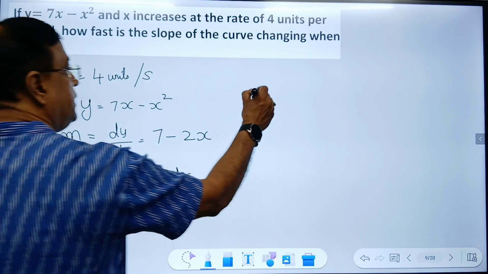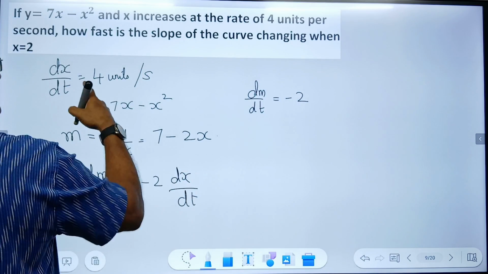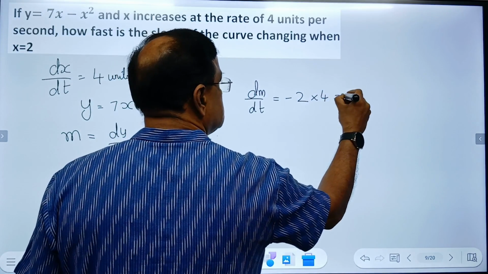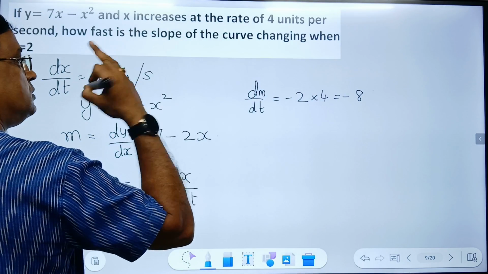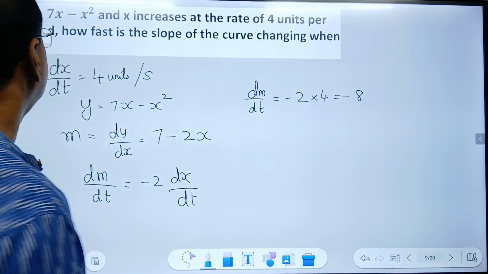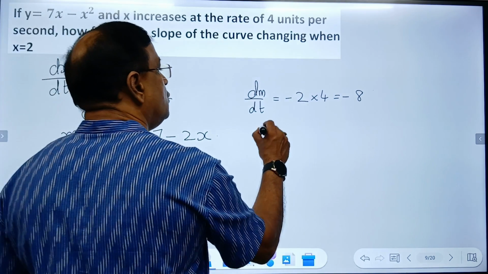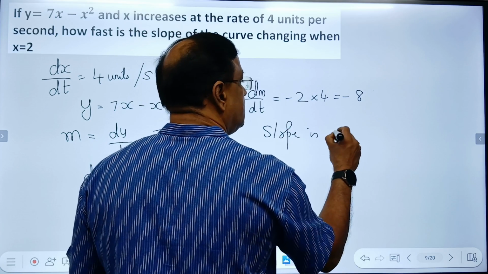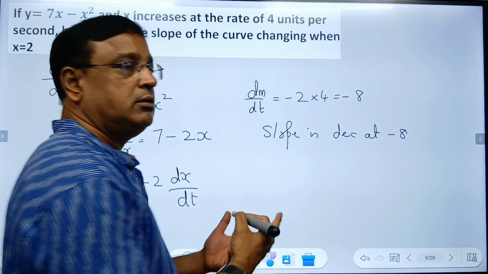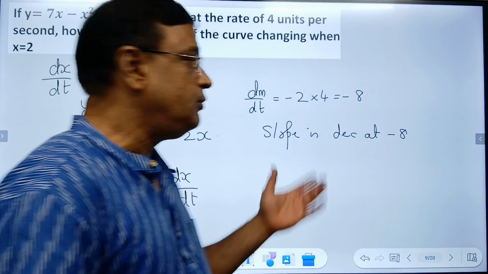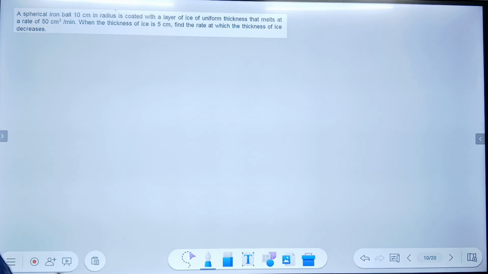But what is dx by dt given as? Dx by dt is 4. So the answer is minus 8. Slope has no unit, so just leave it, minus 8. So the slope is decreasing. How fast is the slope of the curve changing? Slope is decreasing at the rate of minus 8, okay? There's no unit for slope per second. With respect to time, it is changing at the rate of minus 8.